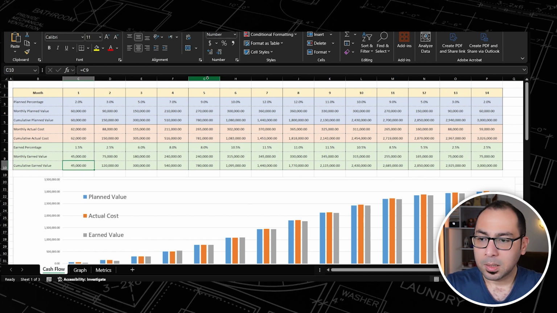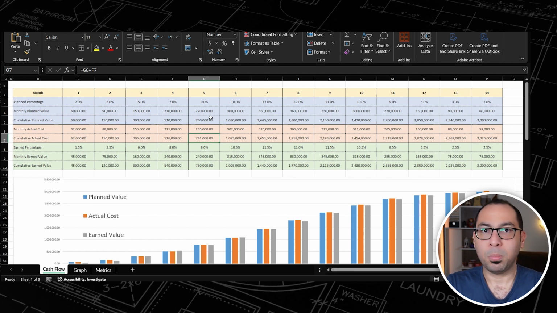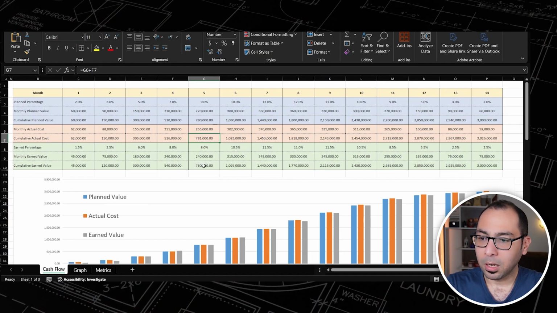For example, let's look at month number 5. Our cumulative planned value was 780,000 and our actual cost was 781,000. But did we spend more because we executed more works, or because the cost performance of the project is bad? Here, as we can see, we will look at the earned value. So we have completed works that are worth actually 780,000, and it is as per the plan, but we ended up spending more. So we have 1,000 cost overrun.